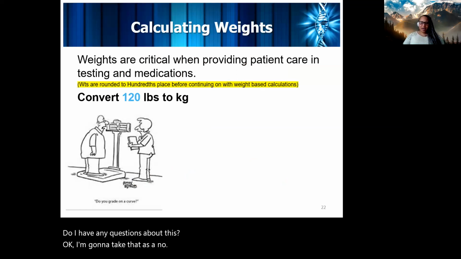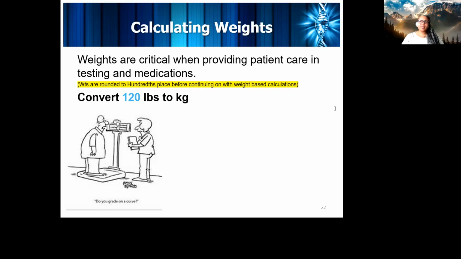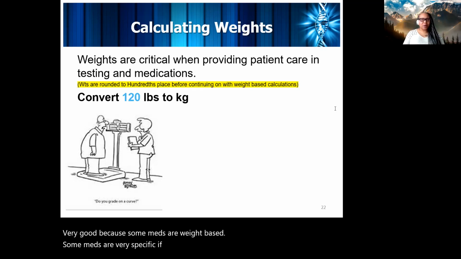So now we're going to talk about calculating weight. In the chat, tell me why we might have to compute or calculate weight as a nurse. Very good, because some meds are weight-based. Some meds are very specific. If you weigh 100 pounds, I'm going to give you 7.5 milliliters or milligrams of a drug.